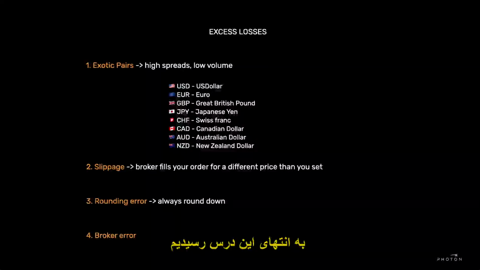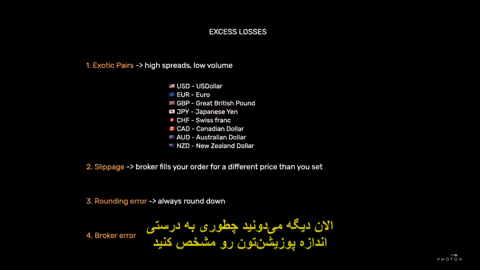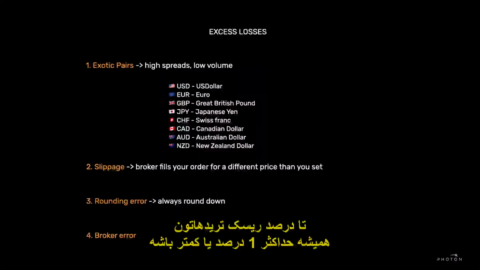Okay, so that wraps up this lesson. Hopefully by now you should know how to correctly size your positions so that your trade risk is always capped at 1% or less.